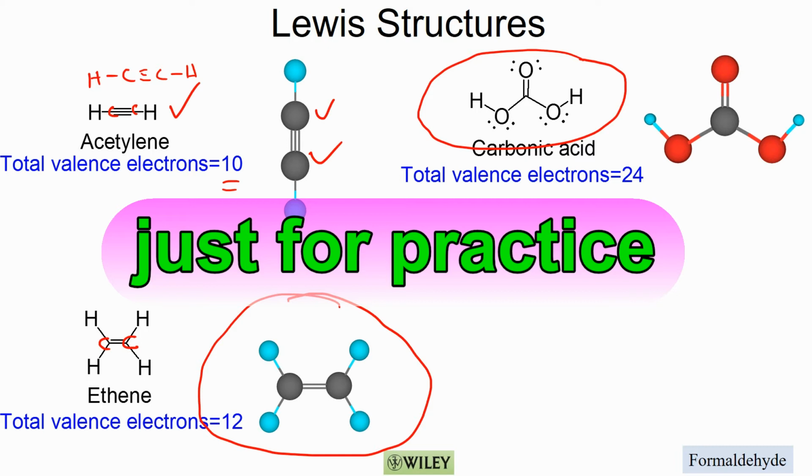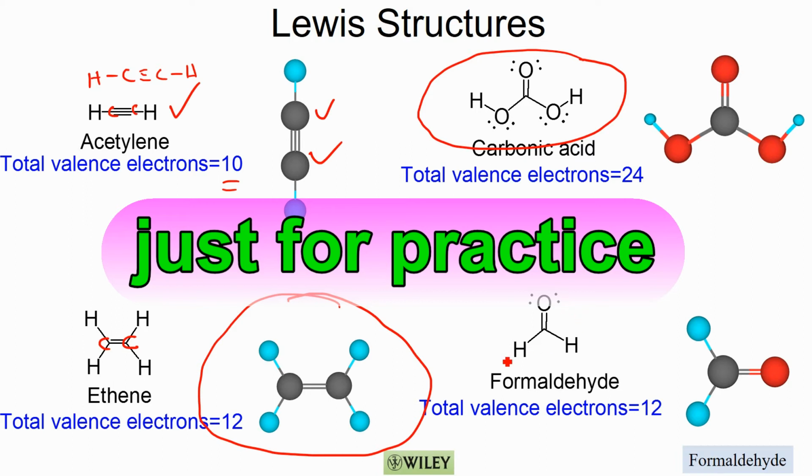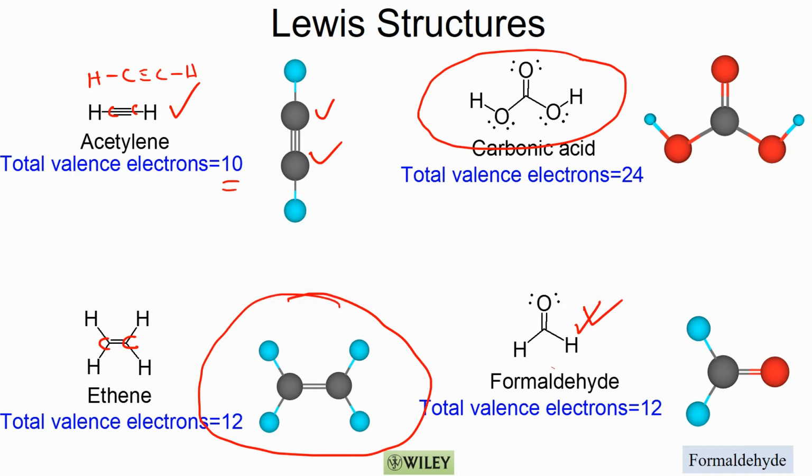So I'm going to show you an example of how to get the Lewis structure for formaldehyde, which is this guy. So how do we get this structure? By working out our formula. I'm going to work it out on the whiteboard. So if you're asked to draw the Lewis structure of formaldehyde, follow the steps again.